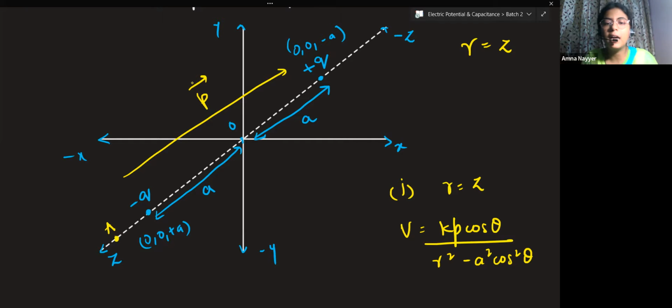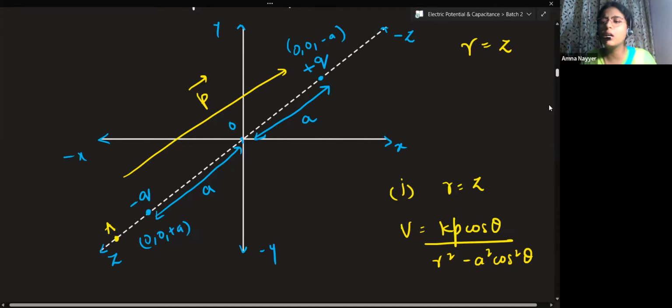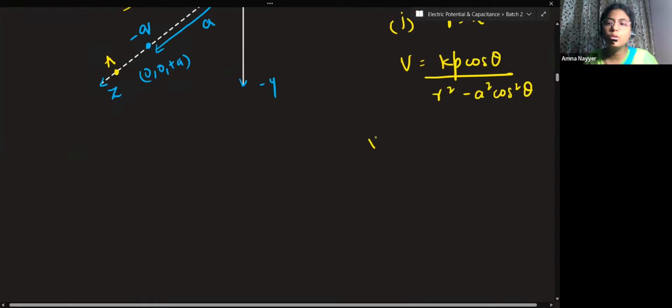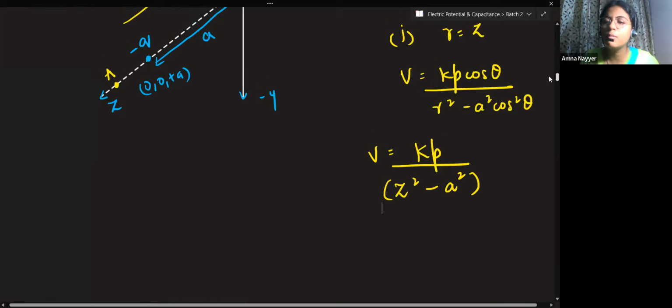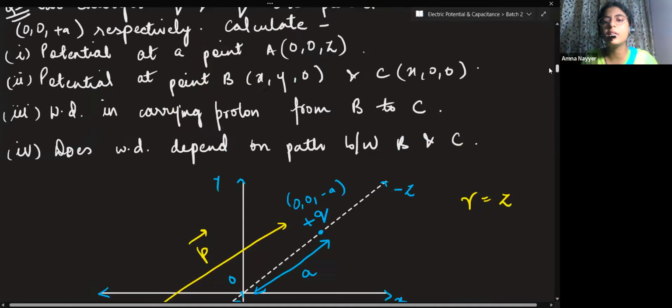So Kp cos theta, the point. Your angle is directly zero. You can see your point and your p, the dipole, are both coinciding, and you have the angle as 0 degree in case of the axial line. So you will have Kp divided by, instead of R square, we have z square minus a square, because cos theta has become 1 only. So you don't need to solve it. So this will be z square minus a square. This is the potential for the first part.